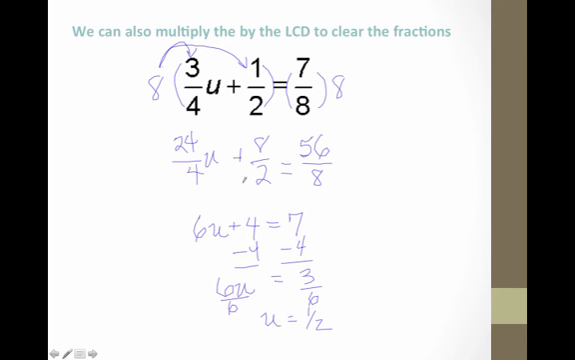Since we did all this stuff where we changed our denominators by multiplying by the least common denominator, I want to make sure this definitely worked. So I'm going to plug this back in. 3/4 times 1/2 plus 1/2. Does that equal 7/8? Well, 3/8 plus 4/8 indeed equals 7/8.